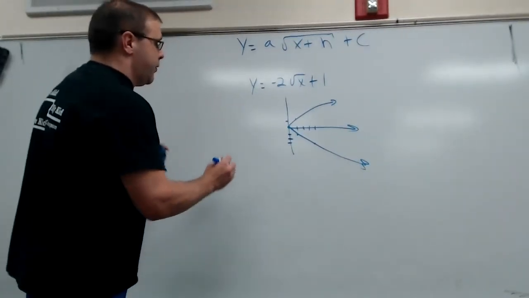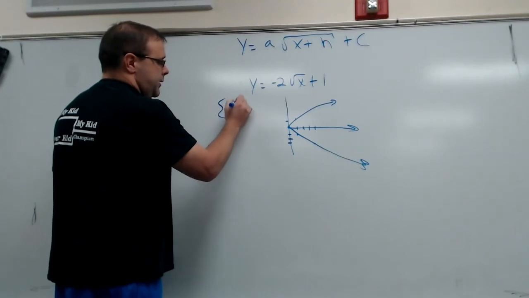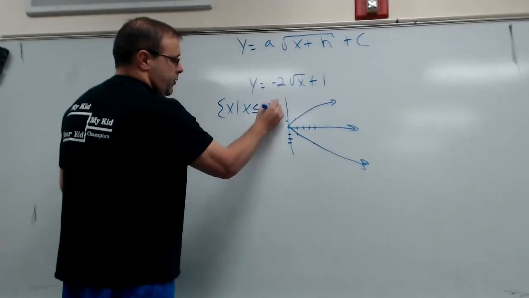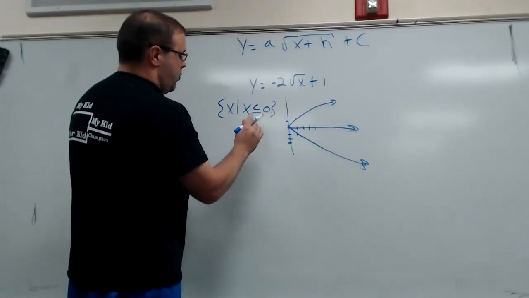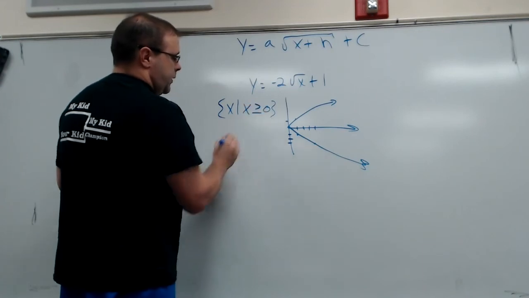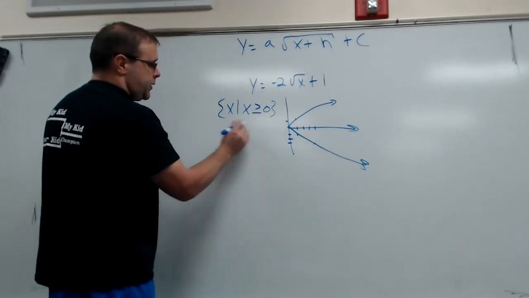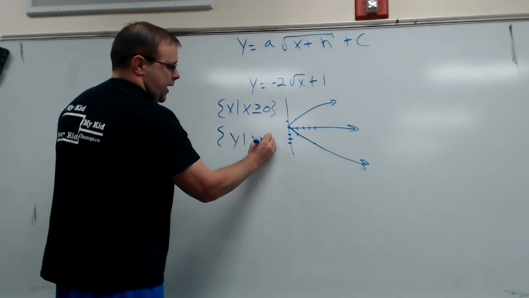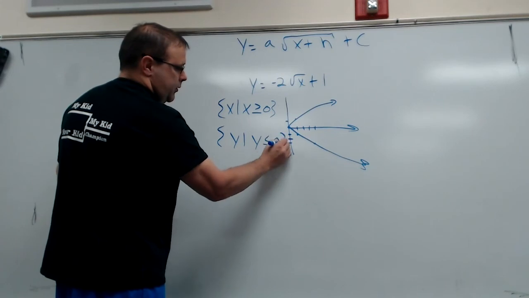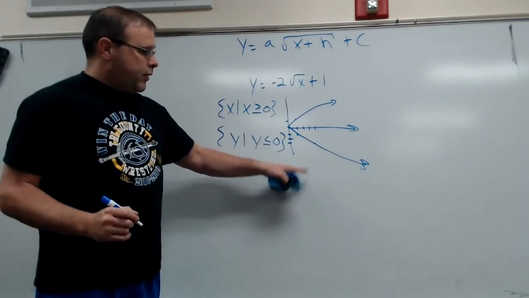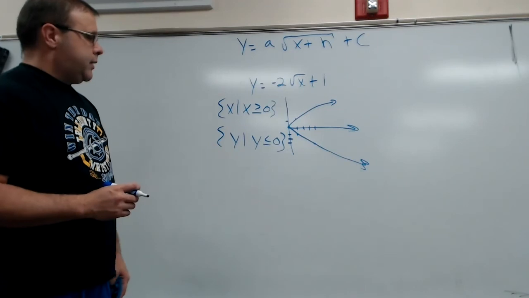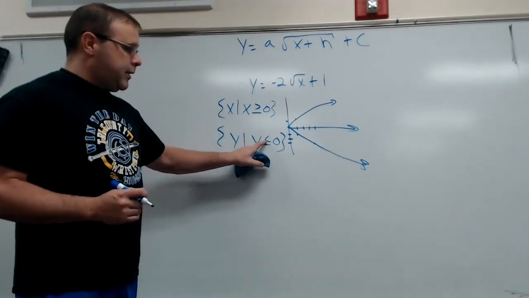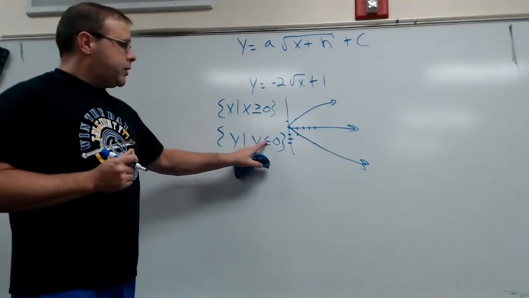But they do ask for the domain and range. So x such that x is greater than or equal to 0. So it's the same thing for the domain. Y such that y is less than or equal to 0. Okay, so I know that it has to be less than 0. There, that's what we're looking for. So really the difference in the domain and the range is just that little sign right there with these two functions.